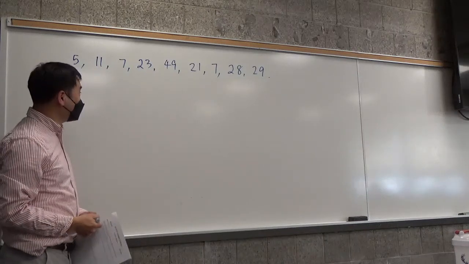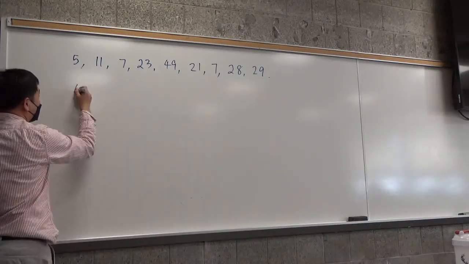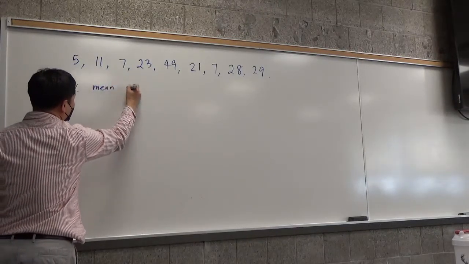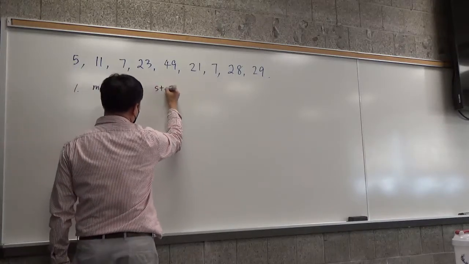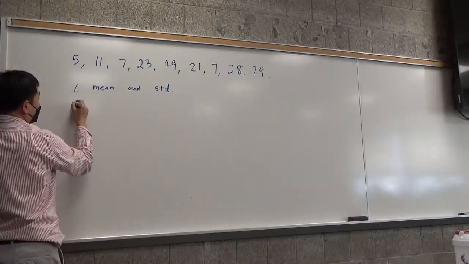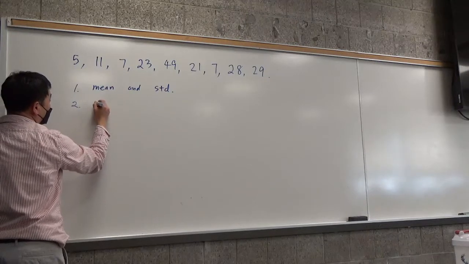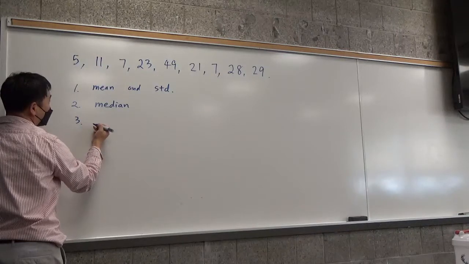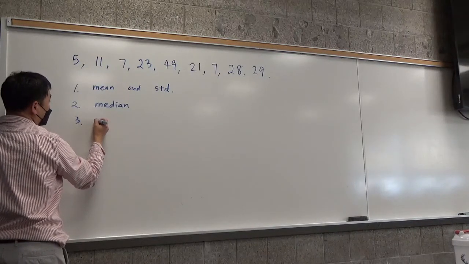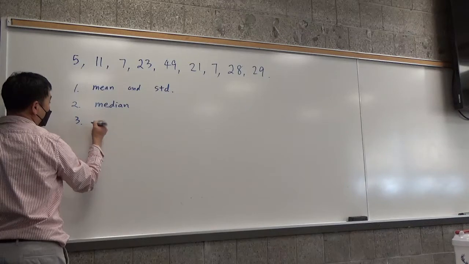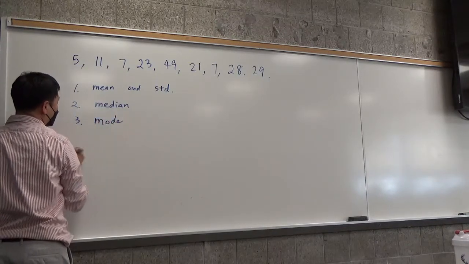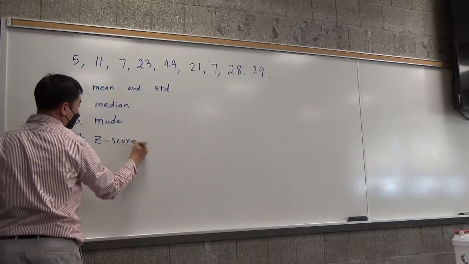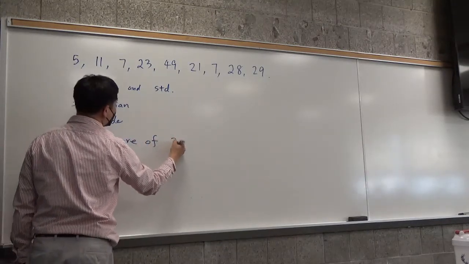I want you to find the following. Number one, mean and standard deviations. Number two, median. Number three, I want you to find the mode. And number four, z-score of 29.